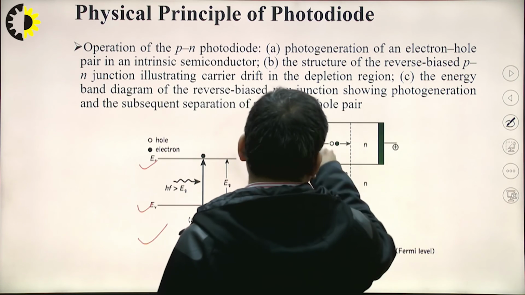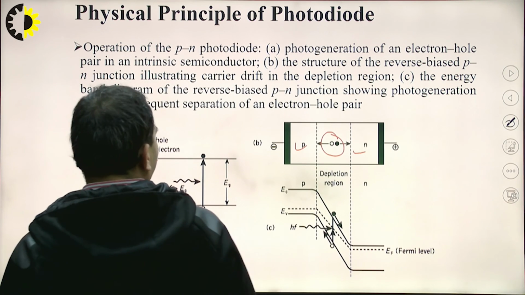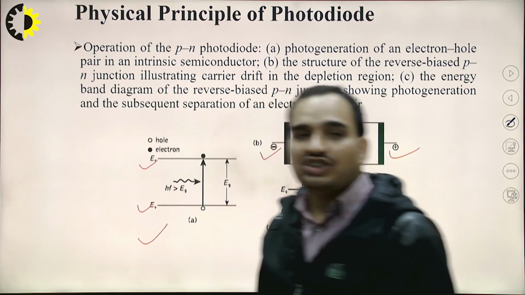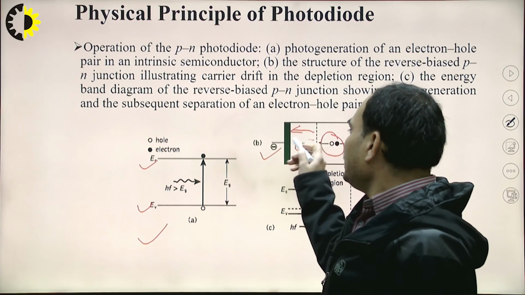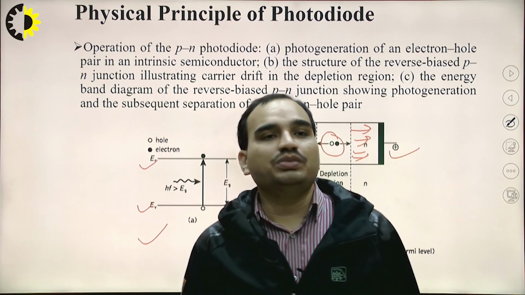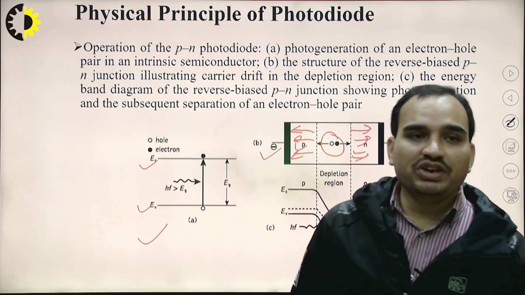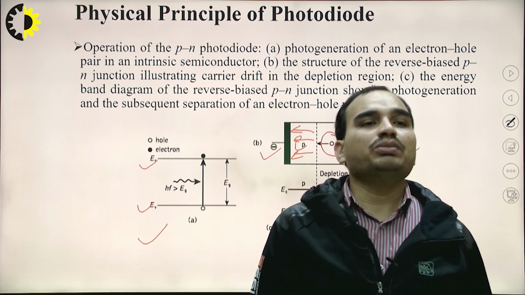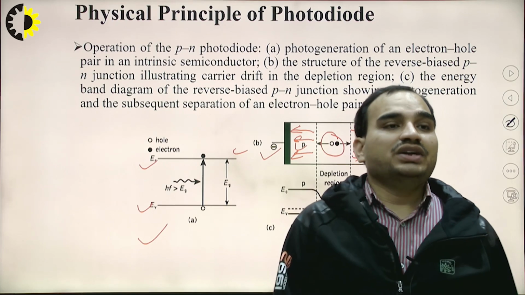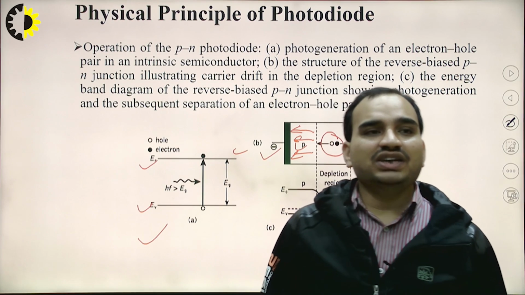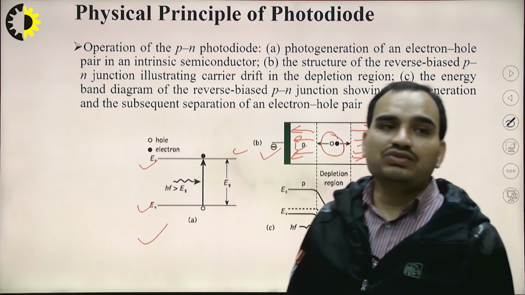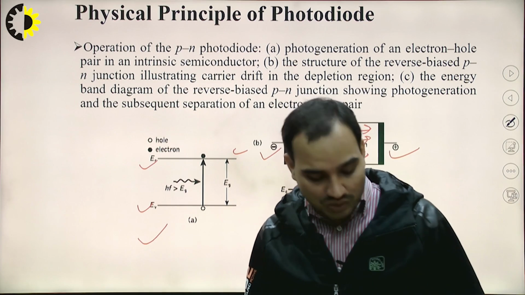Here we have the p side and the n side, then the generation of the electron hole pair, and due to the application of the reverse bias, negative and positive, there is a motion of the charge, attracted by the reverse polarity. Electrons will be attracted by the positive and the holes will be attracted by the negative. So this is the operation of the PN photodiode, photogeneration of an electron hole pair in the intrinsic semiconductor. The energy band diagram we can see here is for the reverse bias case in a PN junction diode, for the photogeneration and subsequent separation of the electron hole pair.